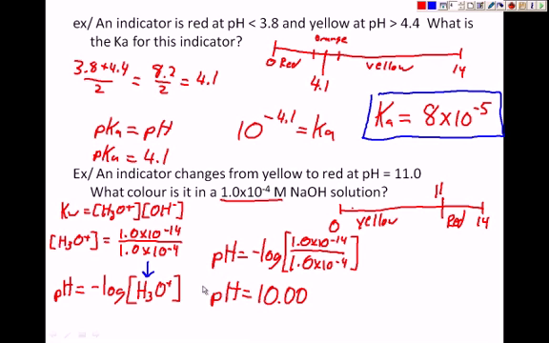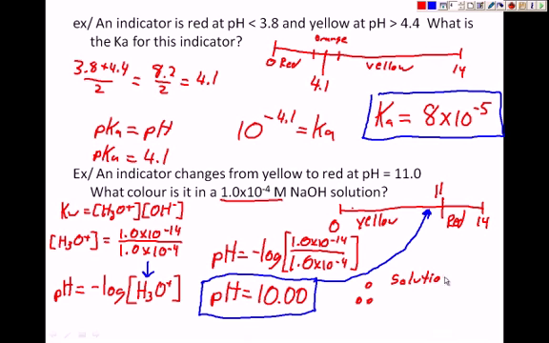So where does that fall on this graph right here? Well, if this is the pH of our solution, that's going to fall right about there. And so what color is it going to be? It's going to be yellow. So therefore, the solution is yellow.